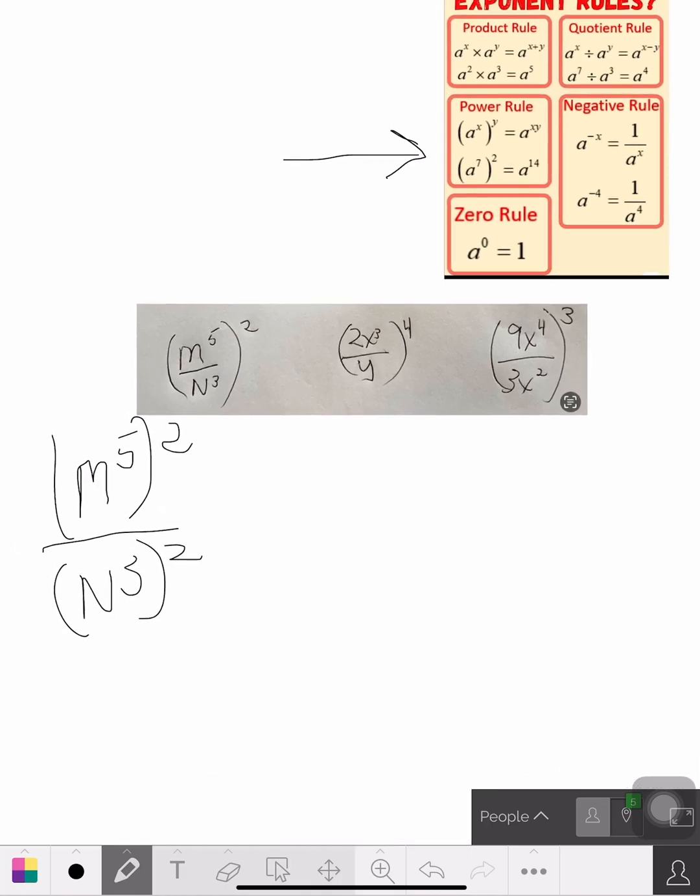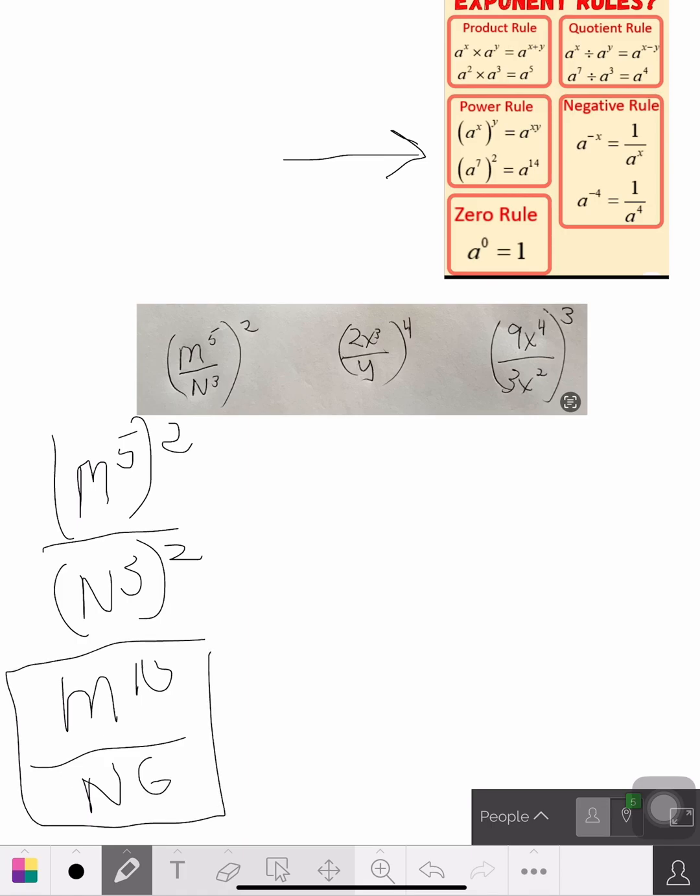So now if you rewrote it like that, what does the power rule say? It says you multiply it. So this would equal m to the 10th over n to the 6th. And that's it. That's your answer. But you see how easy that was when you looked at it like that? It's a little different, okay? So now the next one.